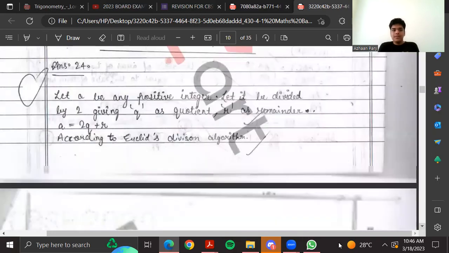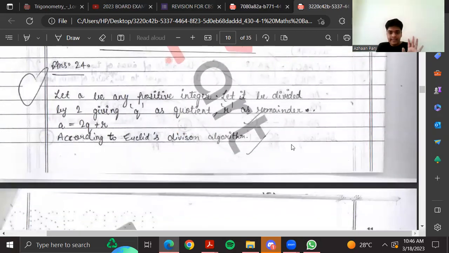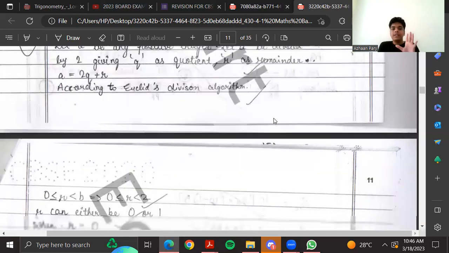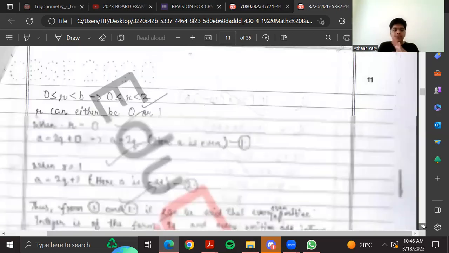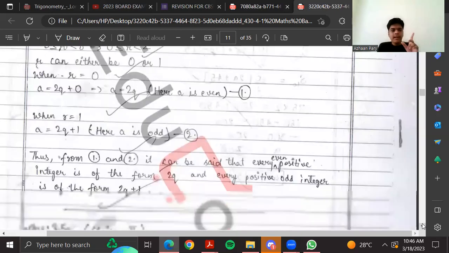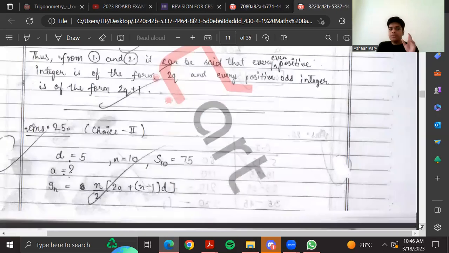Real numbers. Okay, let a be any positive integer. This has to be written as it is, because it's directly given in the NCERT textbook. So try and use the NCERT language itself for this question. Okay, according to Euclid's division algorithm. Okay, this is an inequality. I don't think this is there. I think it's there. Next question, we have question number 25.